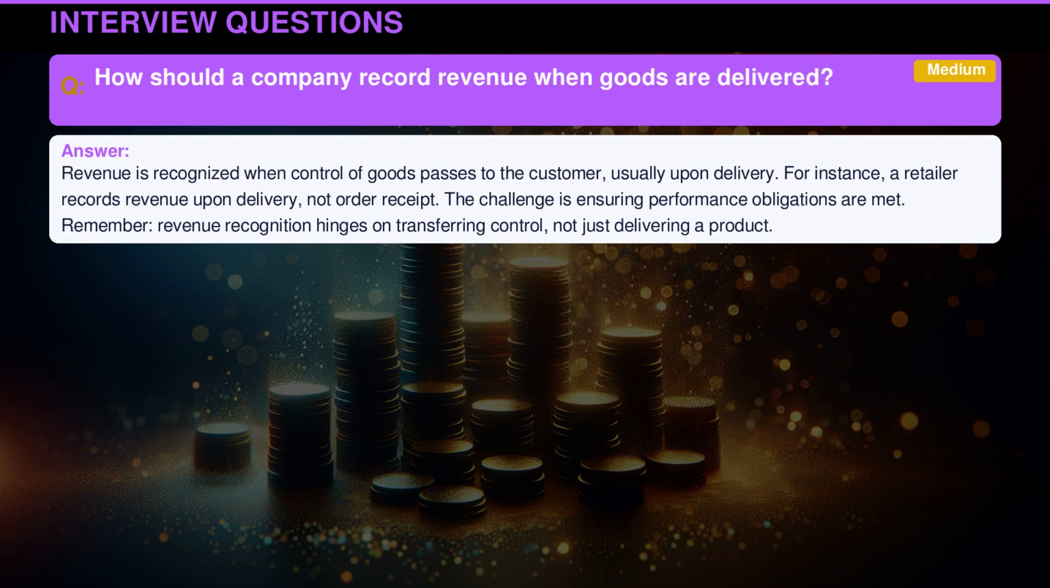Revenue is recognized when control of goods passes to the customer, usually upon delivery. For instance, a retailer records revenue upon delivery, not order receipt. The challenge is ensuring performance obligations are met. Remember, revenue recognition hinges on transferring control, not just delivering a product.